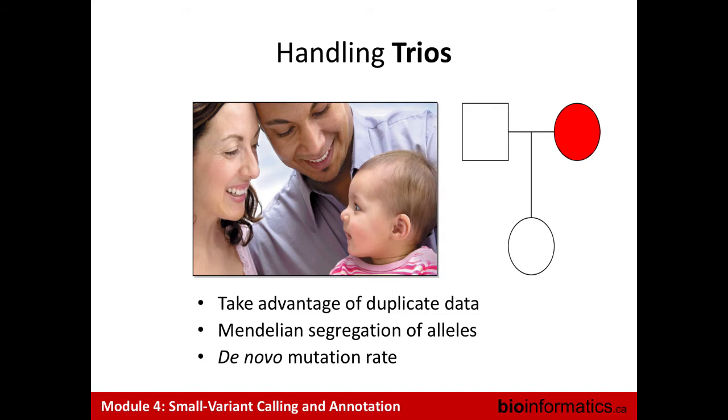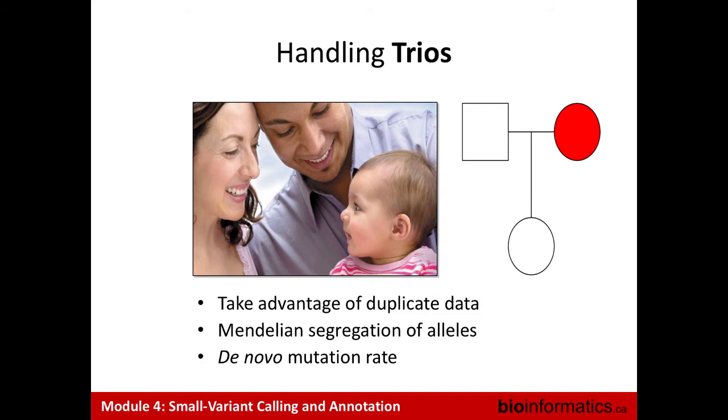Another way to improve your variant calls, which is usually done after you do your call, is to use a family structure, for example, trios. In that case, you have two parents and a child, and you are usually interested in the genotype of the child, but you genotype the three samples. By using the structure, you take advantage of duplication of data, as we do for multi-sample calling. But what is interesting in that structure is you can also integrate additional information, like the Mendelian segregation of alleles, which means that almost every allele that you find in the child should come from one or the other parent.